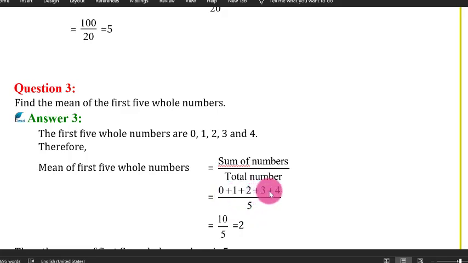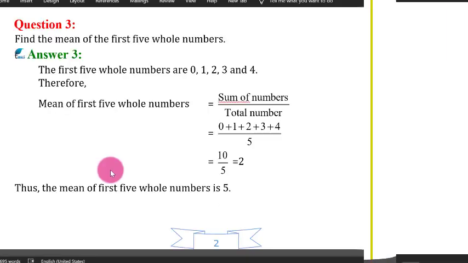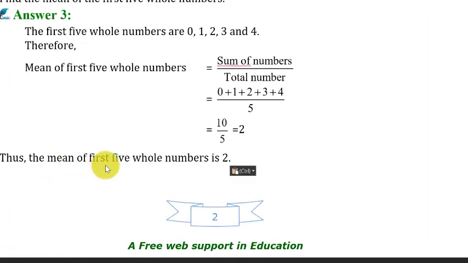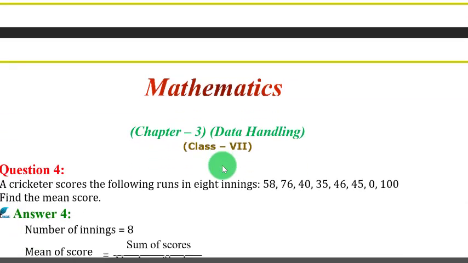Then the sum of numerators is 10 because 0 plus 1 is 1, 1 plus 2 is 3, 3 plus 3 is 6, 6 plus 4 is 10. 10 by 5. Here 5 ones are 5, twos will be cancelled. Our answer is 2. Thus the mean of the first 5 whole numbers is 2. Then we can move to question number 4.